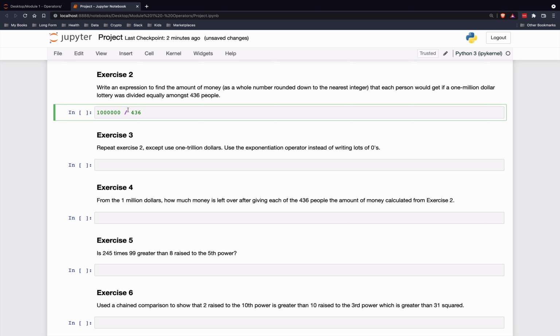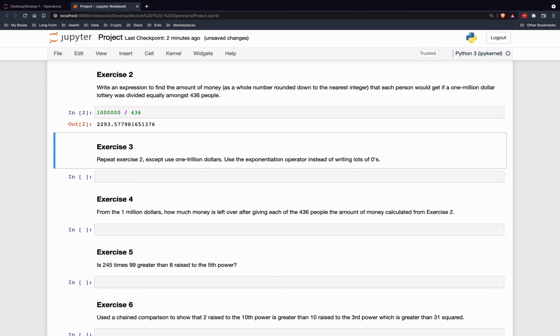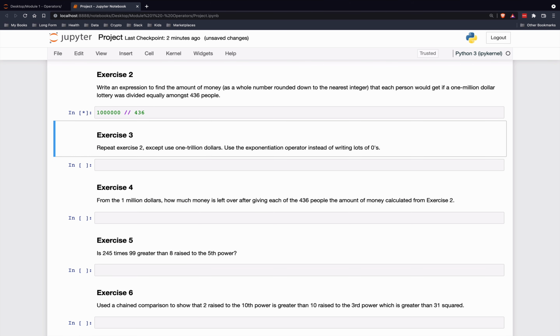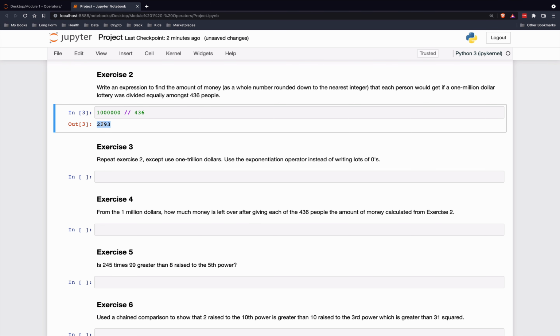So the normal division sign, just one division, gives the exact amount per person, including the parts of a dollar. We're not interested in the parts of a dollar. We want to round down to the nearest integer. So we're going to use floor division here. Python has this nice floor division operator for us, and this will just truncate the decimals, just chop them off, and it'll bring it down to 2,293 per person.